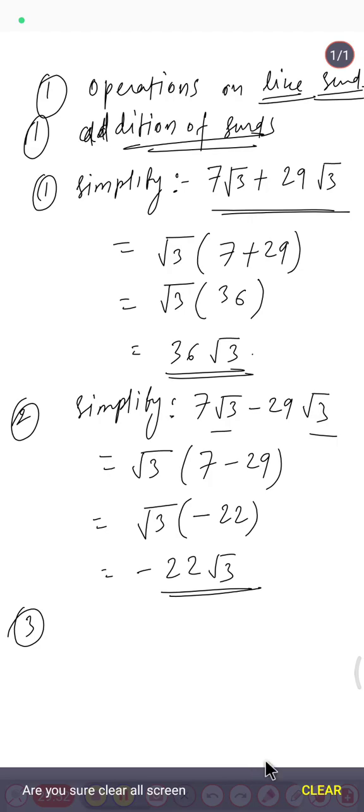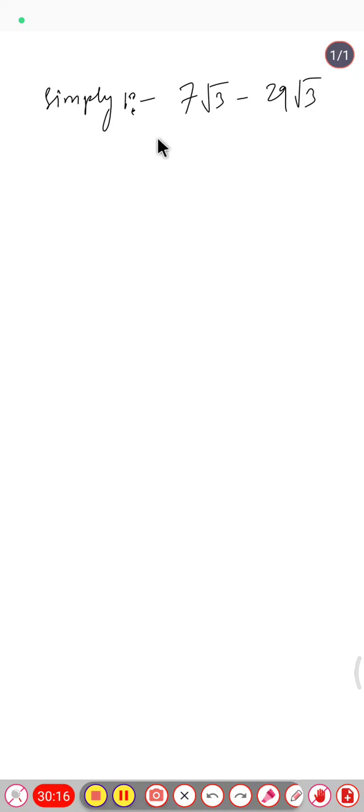So simplify the given question: 7 root 3 minus 29 root 3. Again what we have to do here also is the same: we take root 3 outside, and 7 minus 29 is minus 22. That's a simple one, it's minus 22 root 3.